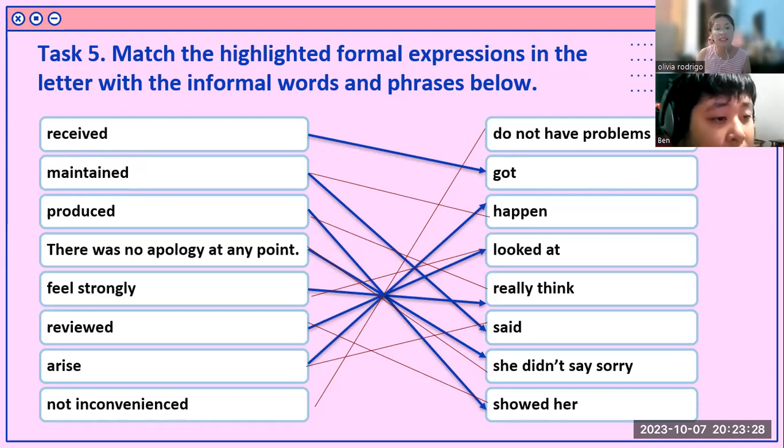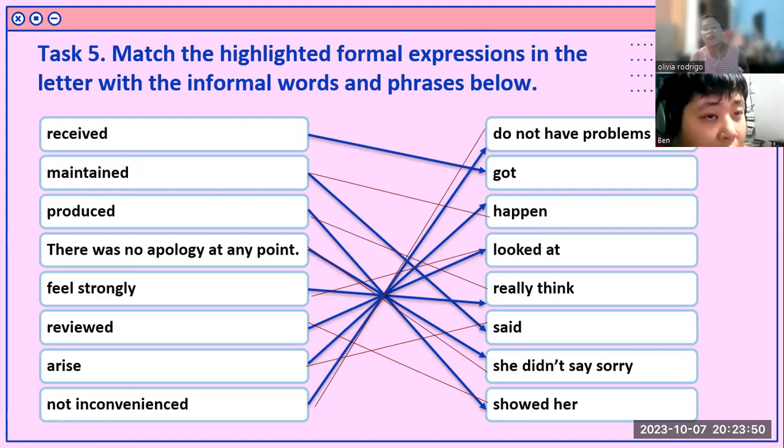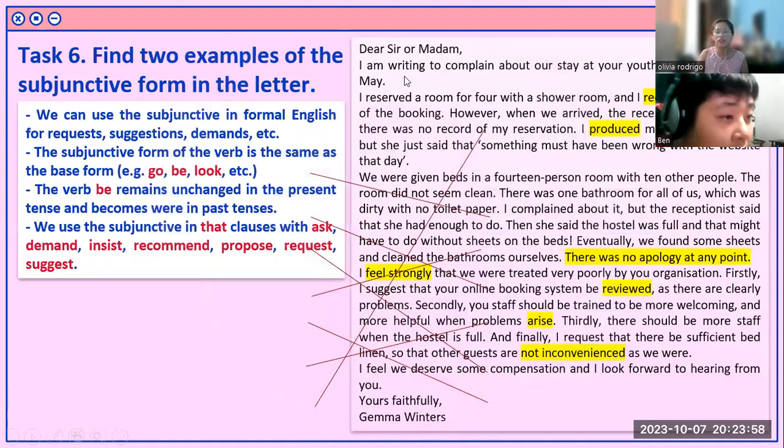Not inconvenience. What do you mean? It is do not have problems. Okay, not inconvenience. Receive, got, maintain. It means said, produce, showed her. There was no apology at any point. It means she didn't say sorry. When someone did not say apology, she didn't say sorry. Okay. Please try to look at this one.